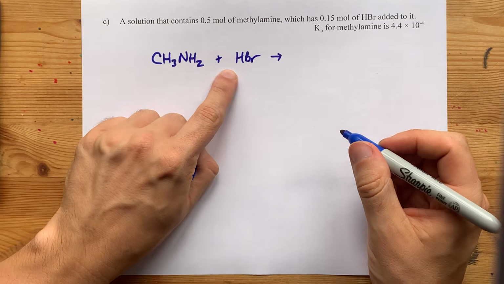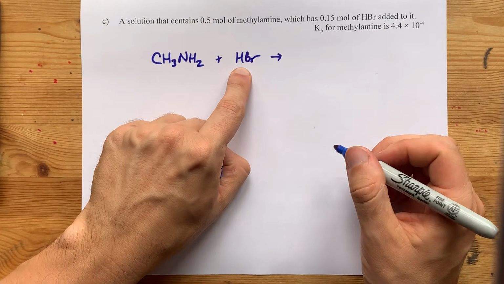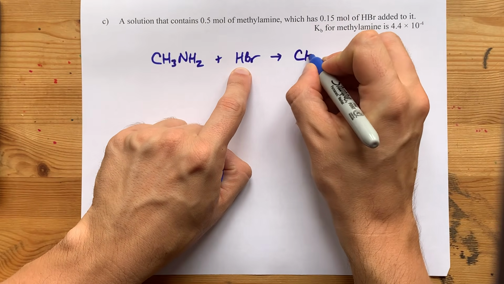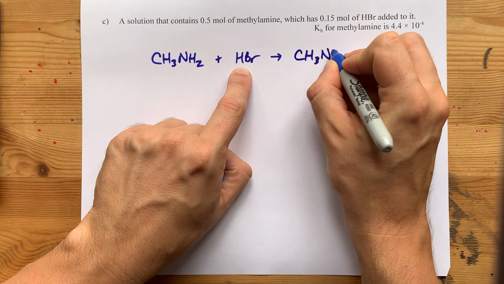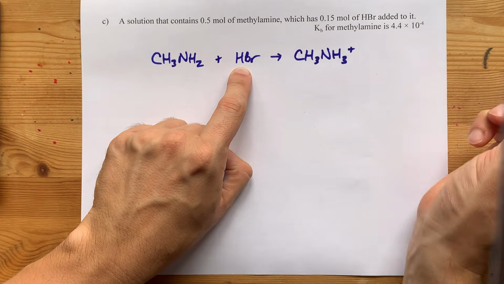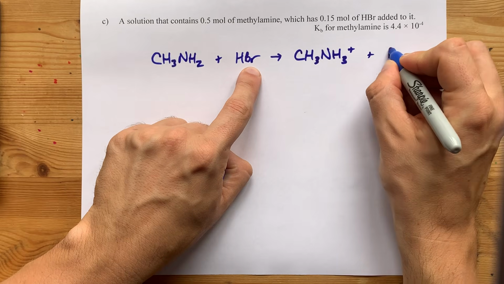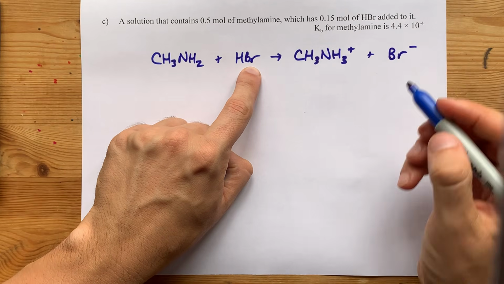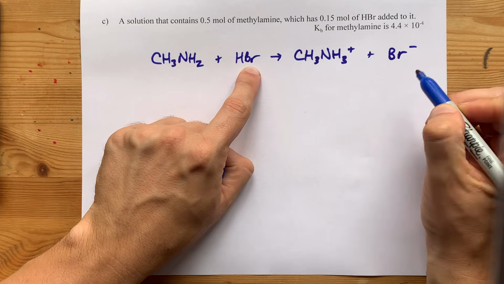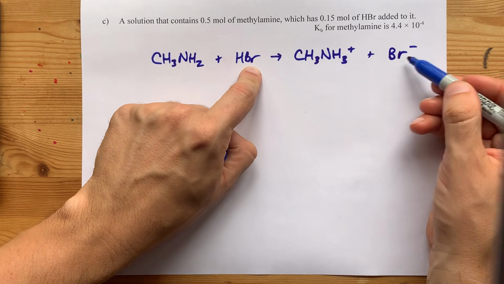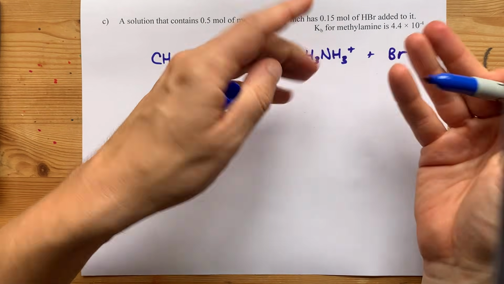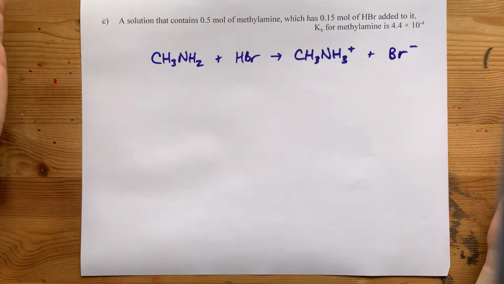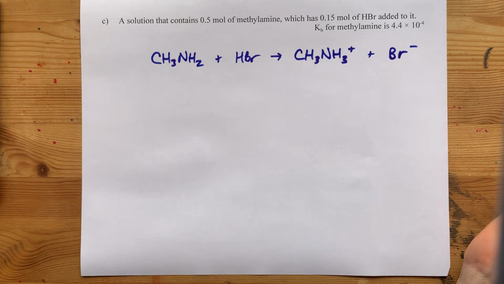What will it give us? Bases take H away from acids. So this is CH3NH3 with an extra plus charge. And the Br minus is now on its own, robbed of its H plus. Of course it's robbed of its H plus. HBr is a strong acid, and the H just falls right off of it.